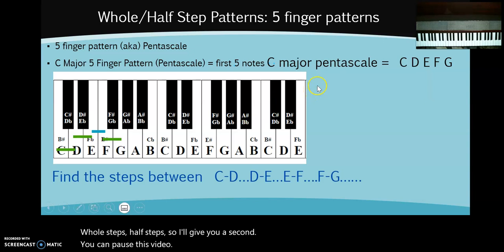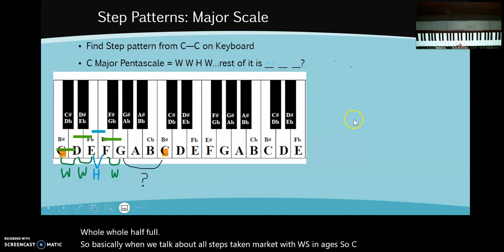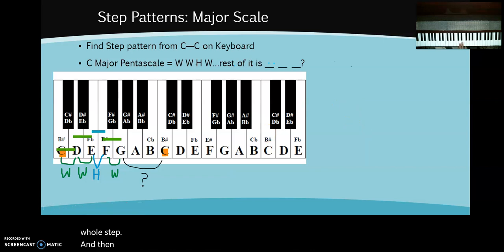Alright, hopefully you got it. So the answer is whole, whole, half, whole. So basically when we talk about whole steps, you can mark it with W's and H's. So C to D, that's a whole step. And then D to E was a whole step. E to F was a half step. And F to G was a whole step.